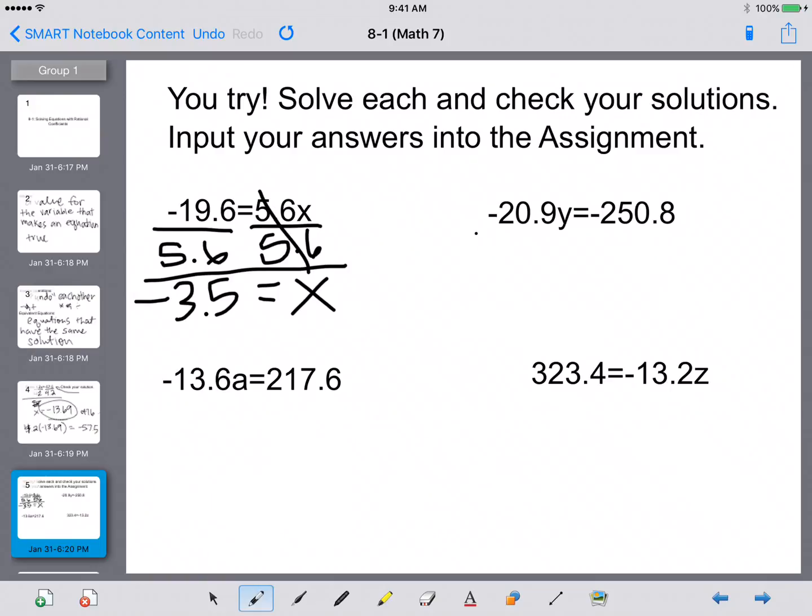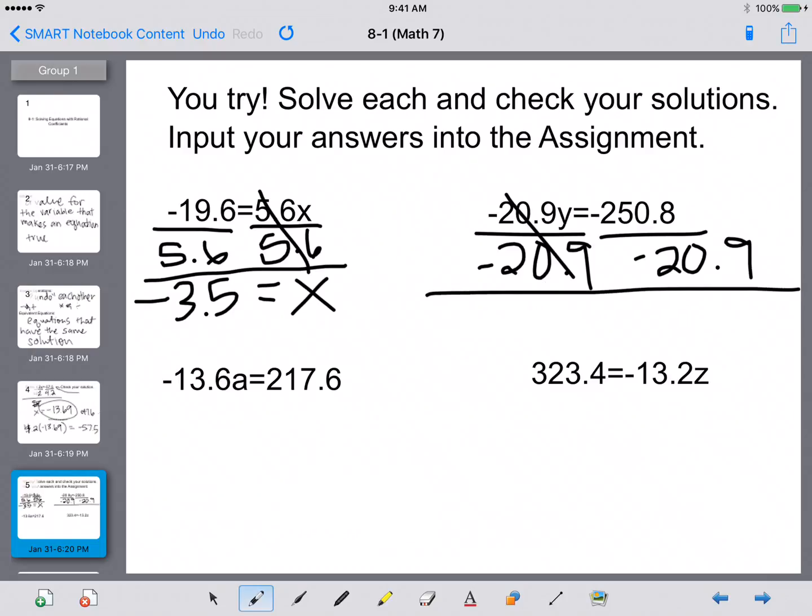So once again, you're just dividing by the coefficient. So this negative 20.9y, we have to divide by negative 20.9. What you do to one side, you do to the other. Those cancel out. We get a y. We bring down our equal sign.